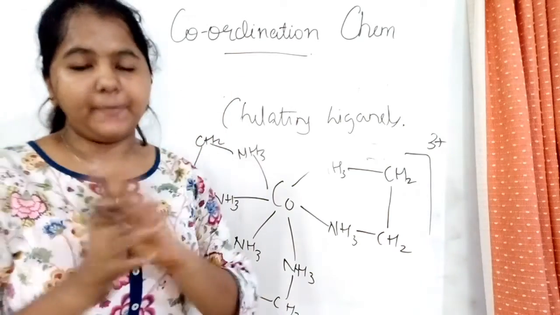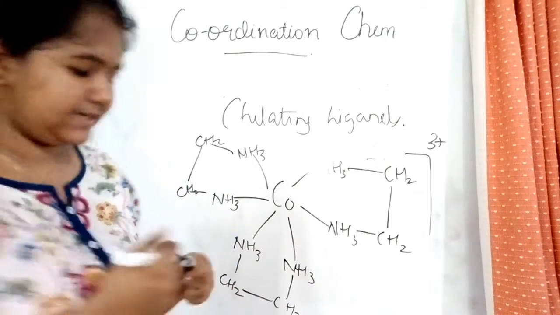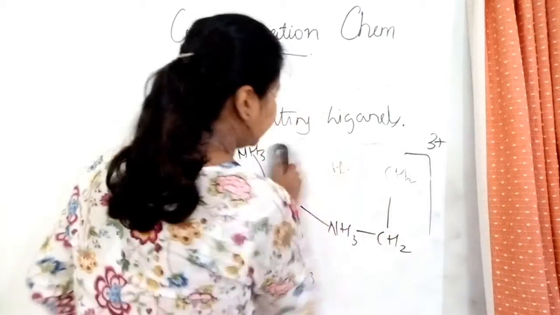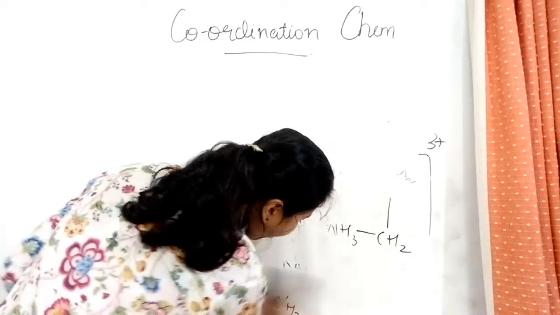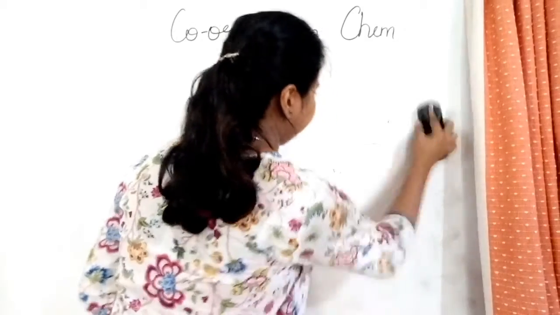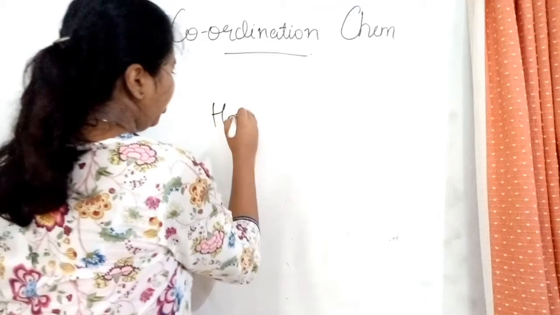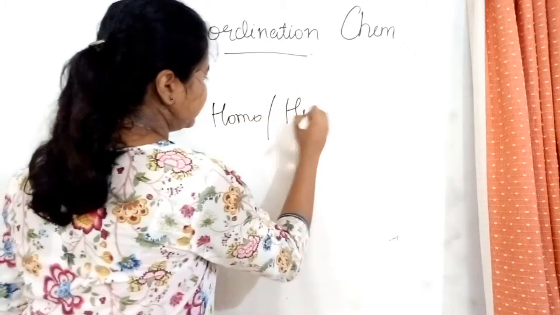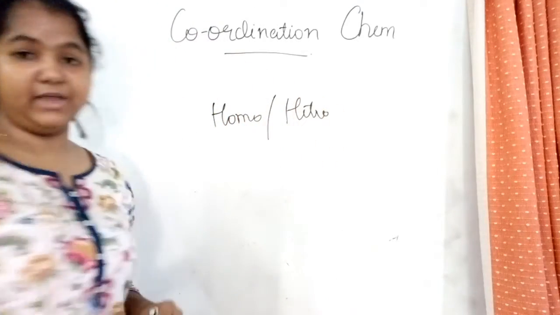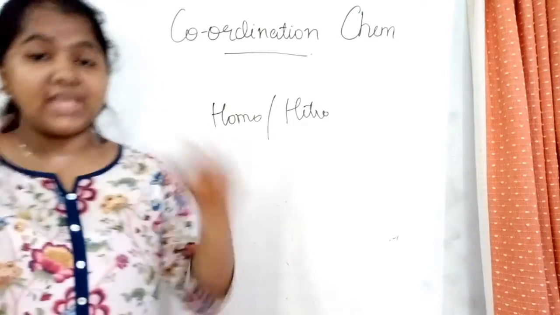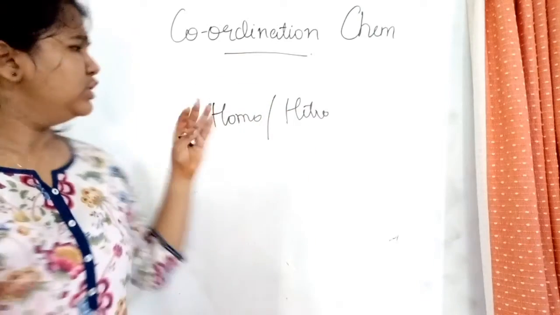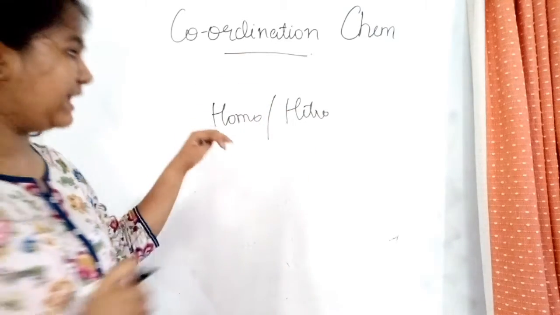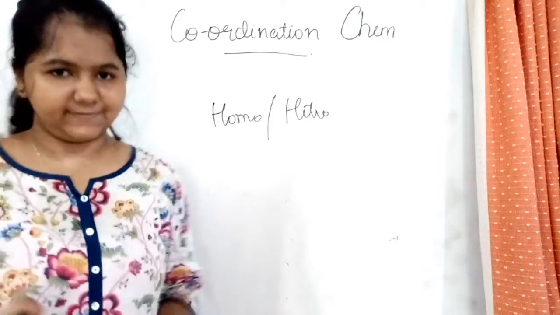The last topic of this video that we have to learn is about homoleptic and heteroleptic compounds. What are homoleptic and heteroleptic compounds? Let's see. What do you mean by homo? Homo means even or equal, they don't have any difference, whereas hetero means different. So what are homoleptic complexes? They are complexes that have only one kind of ligand in them.